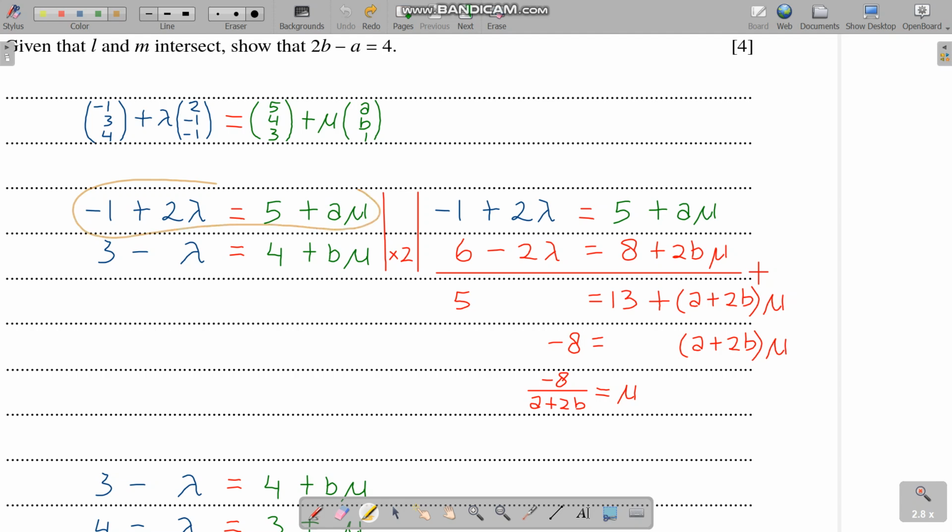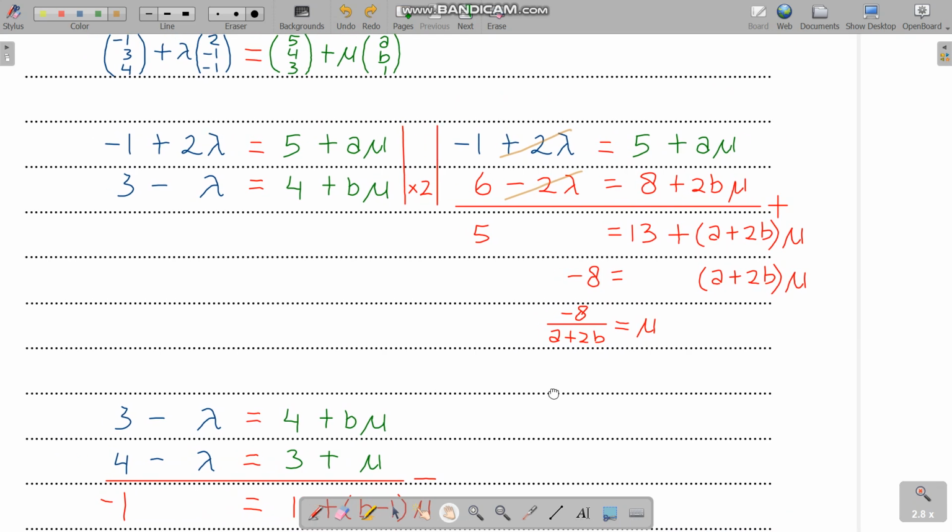And for the first equation, just rewrite exactly the same, and we can add here. So we add to cancel out the lambda, eliminate lambda. Now minus 1 plus 6 is 5, and 5 plus 8 is 13, and we get a plus 2b times mu. So we can subtract 13 from both sides and divide both sides by the brackets. We get mu in terms of a and b.